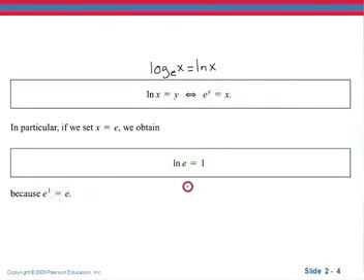Another logarithm you need to be familiar with, in case you've forgotten, is that if you have just log of x with no base, that is the same as log base 10 of x. We call this the common log, and we call ln of x the natural log.